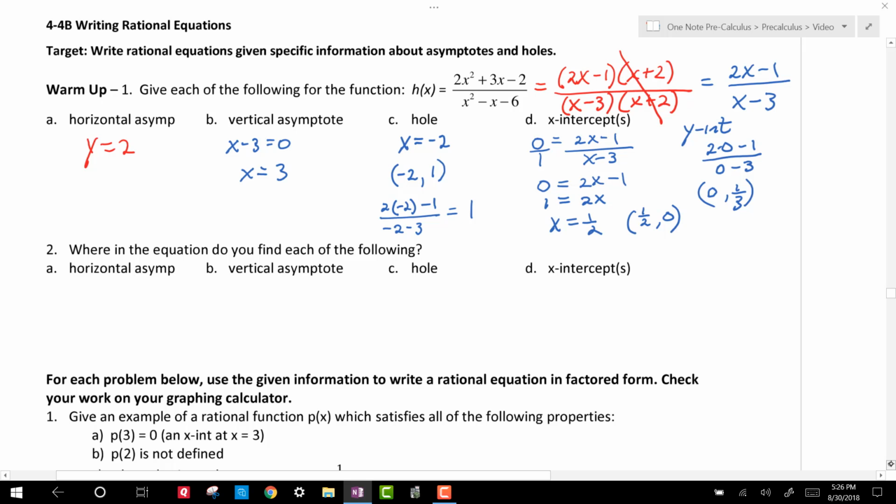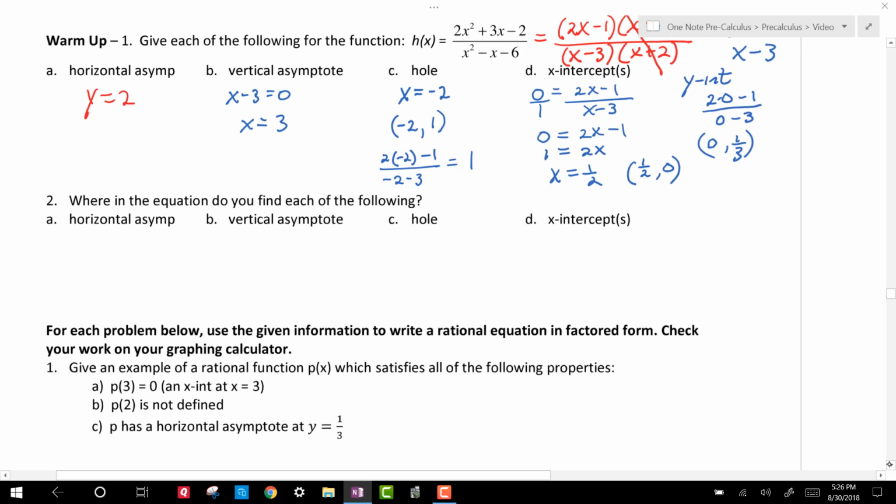All right, so let's see what we got here. When you're given an equation, where in the equation do you find each of the following? Where do I find the horizontal asymptotes? I look at the lead coefficients.